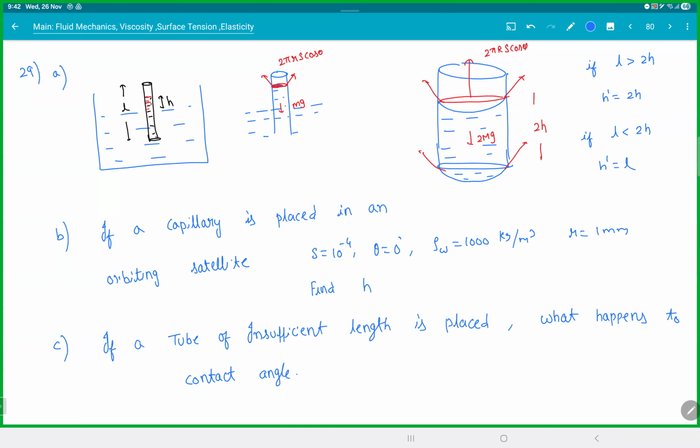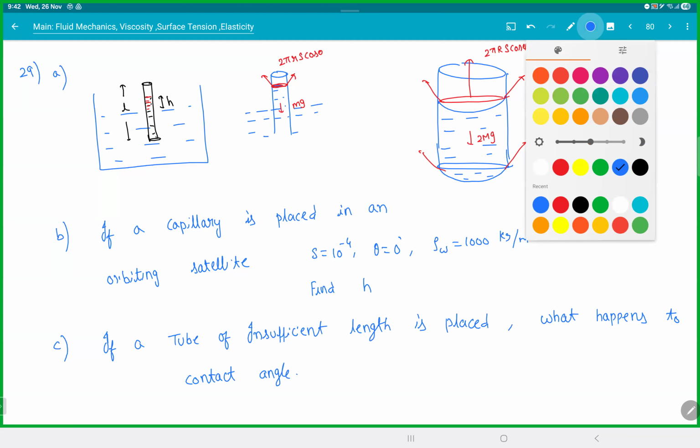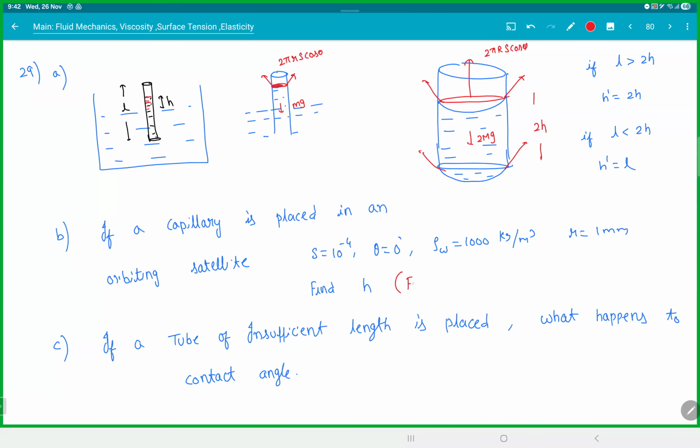Are you clear with that? Why does it depend on the length? Technically, it can balance a height of 2h. But there should be enough pipe to balance 2h, isn't it? What about the height of the capillary? This will be fully filled. Last time we did this thing, so you remember. So be careful. Just because they give the data doesn't mean you have to use it.